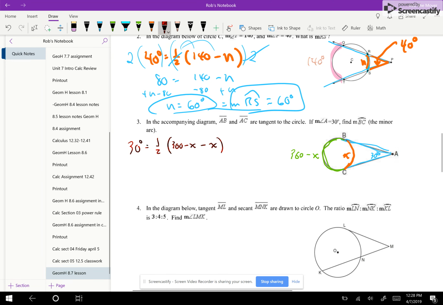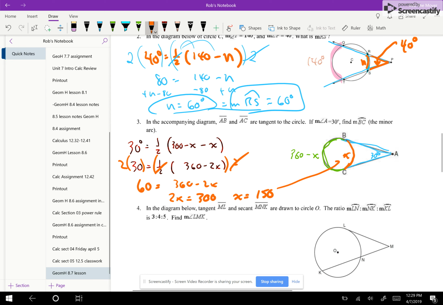Okay. Now, I need to simplify that algebra. That is 30 equals 1/2 of 360 minus 2x. Again, make the algebra easier by multiplying by 2 on both sides. You get 60, right? If I multiply this by 2, that cancels the half. And I got 60 on the left equals 360 minus 2x. And add 2x to both sides, subtract 60, you get 2x equals 300. So x equals 150.